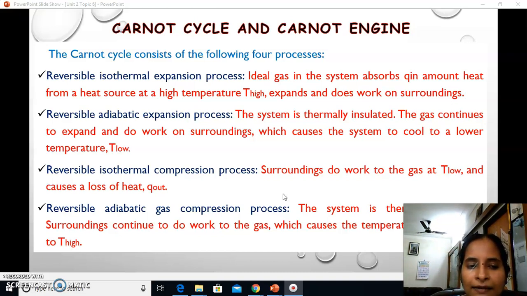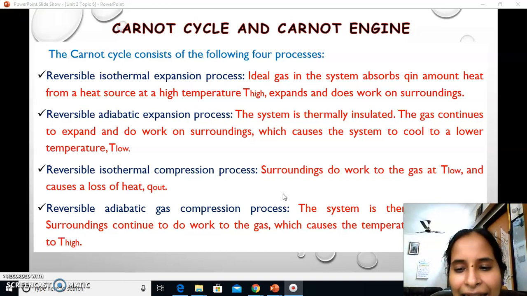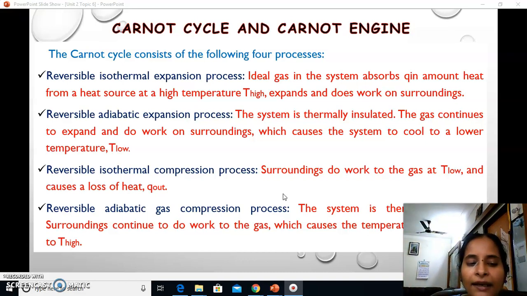The reversible isothermal compression process is nothing but the heat being released to the lower temperature sink. And then finally the reversible adiabatic compression process is where the system is thermally insulated. In this adiabatic process, the surroundings continue to do work on the gas, which causes the temperature to rise back to the higher temperature T.